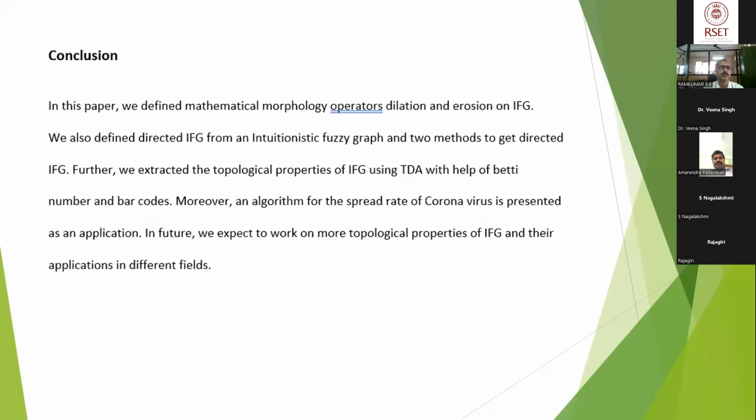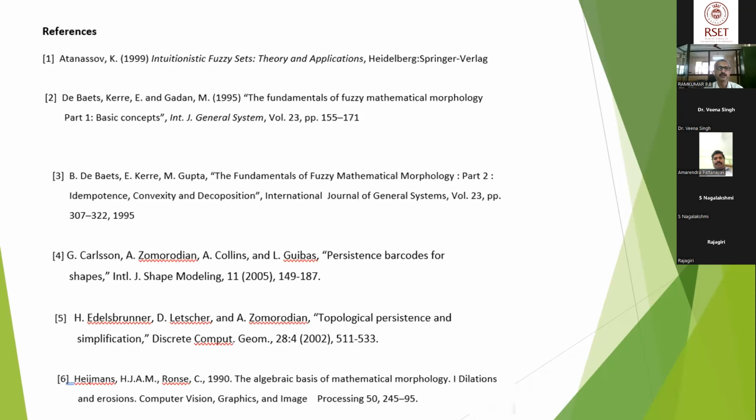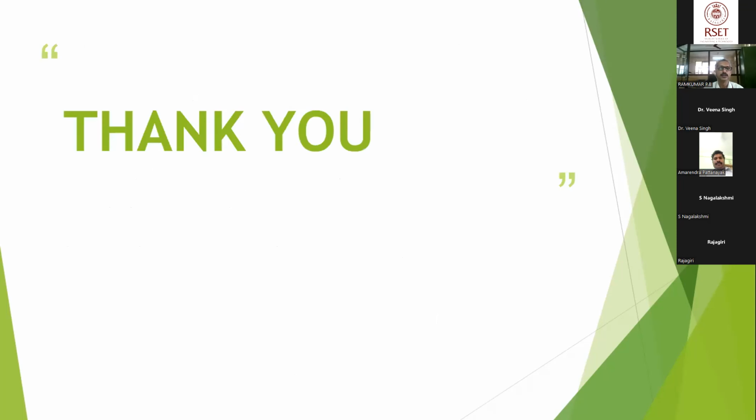Then conclusion. In this paper we define mathematical morphology operators, dilation and erosion, on the indulgency fuzzy graph. We define the directed indulgency fuzzy graph from the indulgency fuzzy graph, with two methods to get it. And we extracted topological properties of the indulgency fuzzy graph using TDA with the help of Betti numbers and barcodes. And these are the references. And thank you.